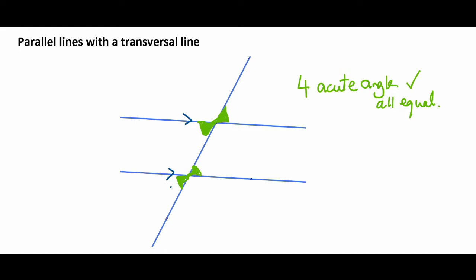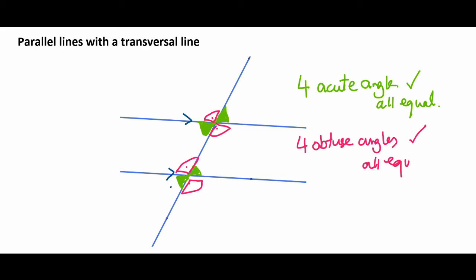Now what about the other angles? Here is an obtuse angle, and here's an obtuse angle. Here is an obtuse angle, and here is an obtuse angle. So we have formed 4 obtuse angles. And we know because they're vertically opposite, they must be equal. But it actually turns out that all 4 of them are equal.